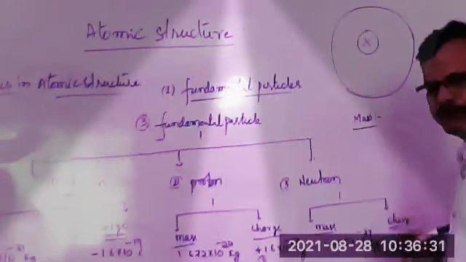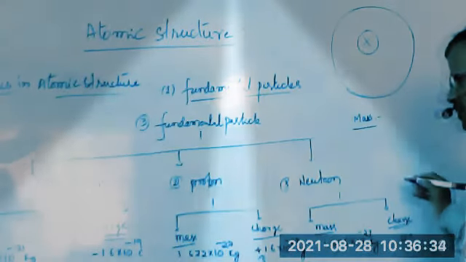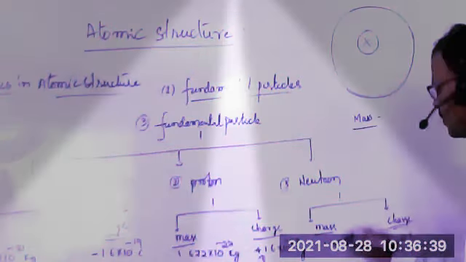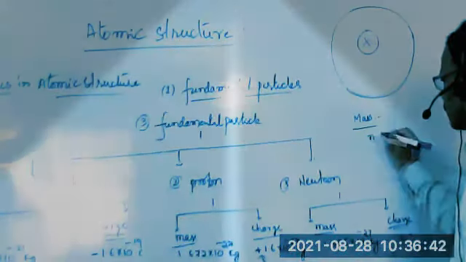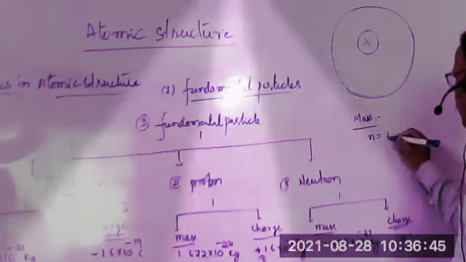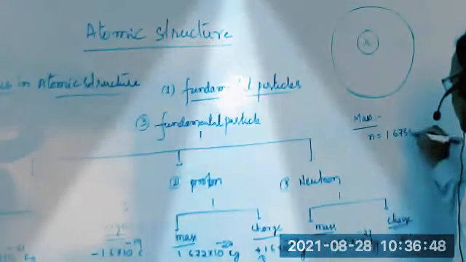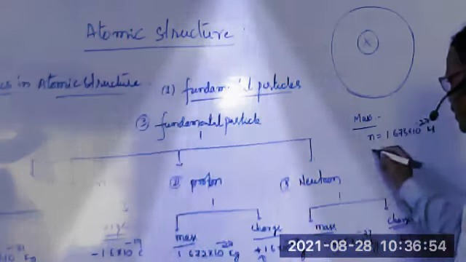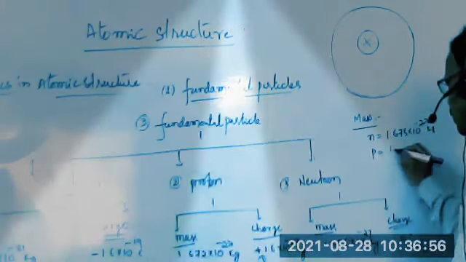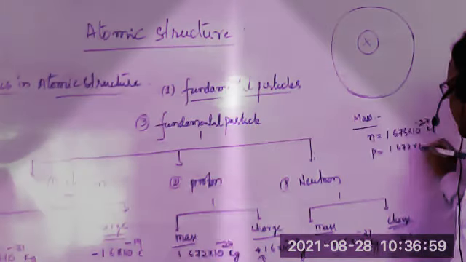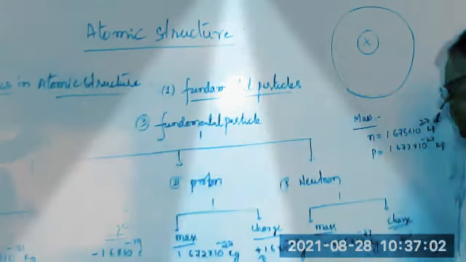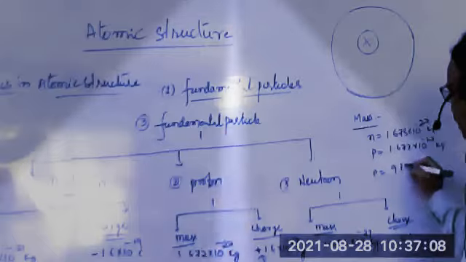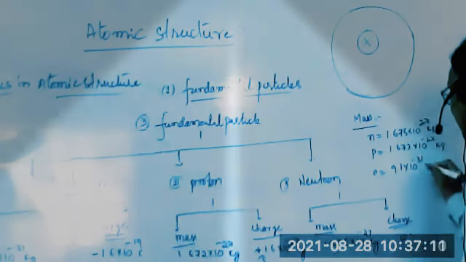Only mass comparison. Which of the following is the heaviest particle? See this, I am writing about first neutron. Neutron mass is 1.675 into 10 to the power of minus 27 kgs. Proton is 1.672 into 10 to the power of minus 27 kgs. Electron you can see 9.1 into 10 to the power of minus 31 kgs.